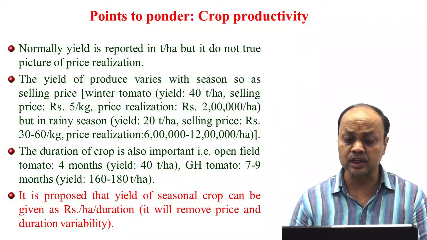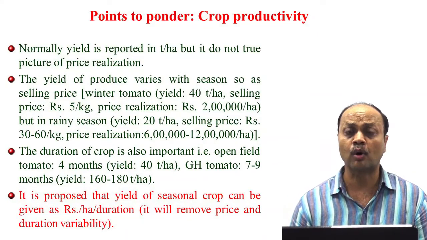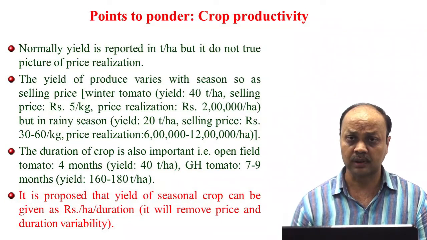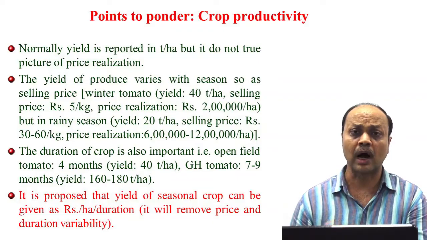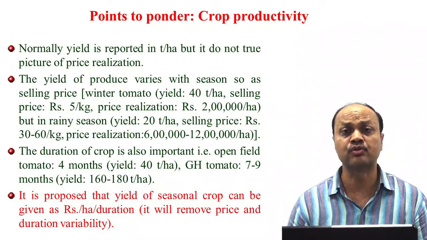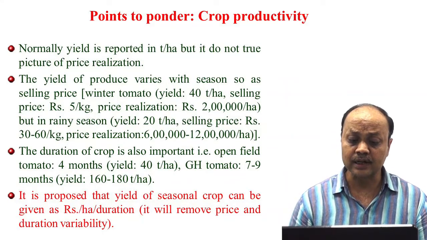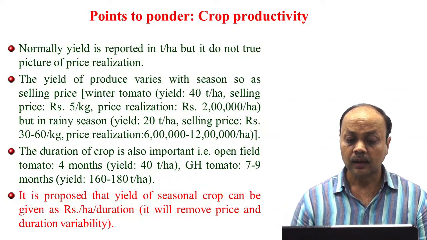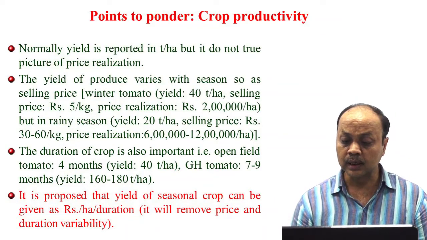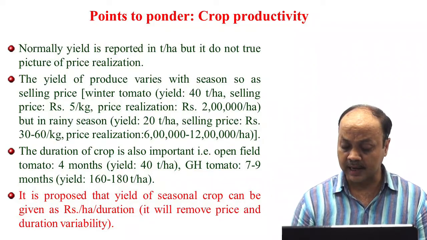Apart from that, in open field, the crop duration depends upon your agronomic practices, crop variety, and many other factors. But in greenhouses, normally crop duration is 7 to 9 months, okay? And yield, depending upon how you are managing your greenhouse, you can get 160 to 180 ton per hectare. In India, as I already told, outside it is reported in case of tomato 500 ton per hectare. So what I am proposing is that it should be rupees per hectare per unit duration. If you give it in this way, then it will remove the price and duration variability. Normally if you are giving ton per hectare, you are not getting the actual picture.